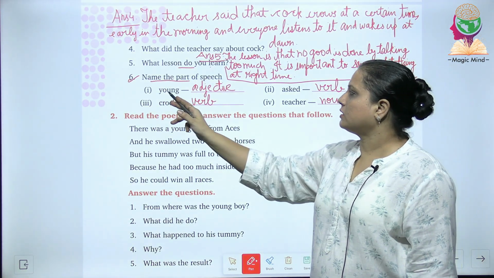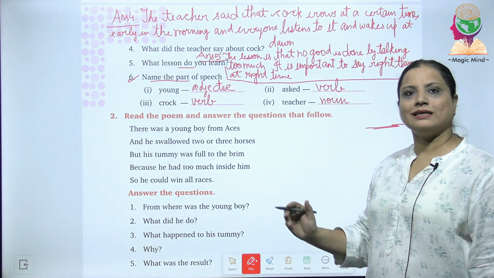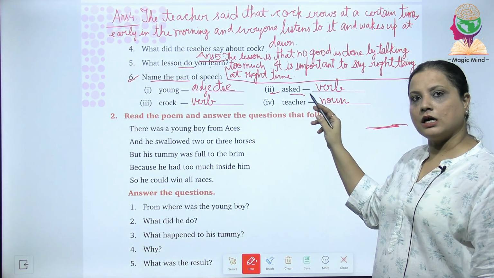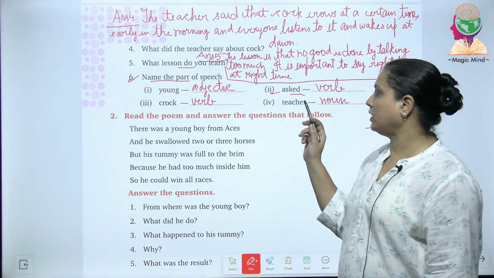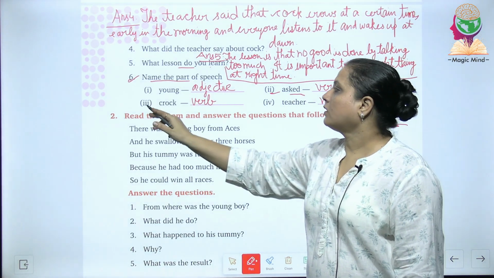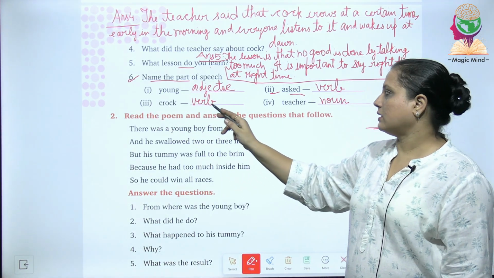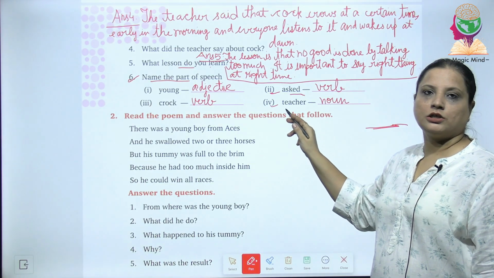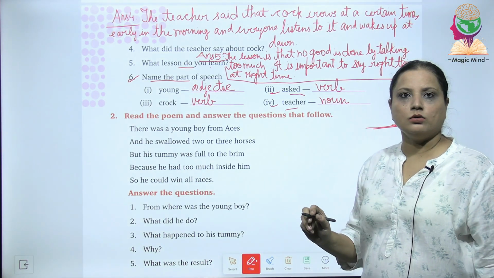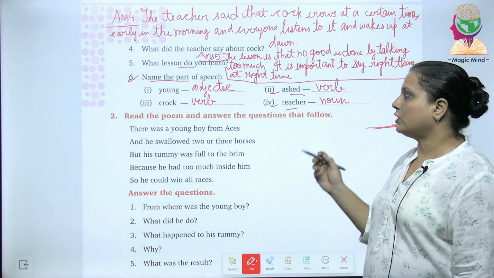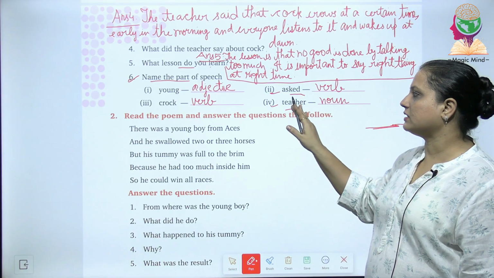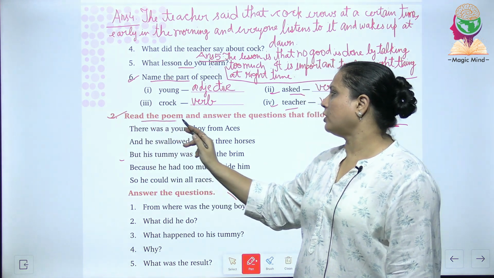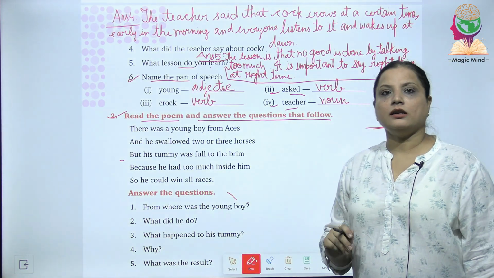The first word is young, and young is what? It's an adjective. Second is asked, and this is a verb, the past form of the word ask. Third is croak. This is another verb. Then fourth is teacher, and it's a noun, common noun. So this way we have completed all the exercises. Let's now move to question number 2. It says, read the poem and answer the questions that follow.